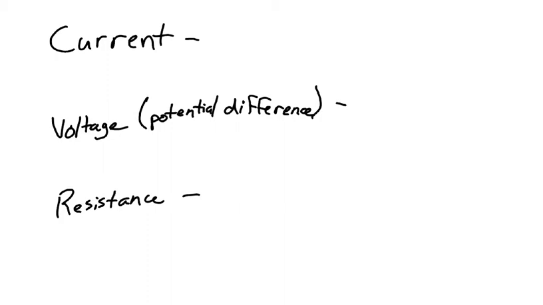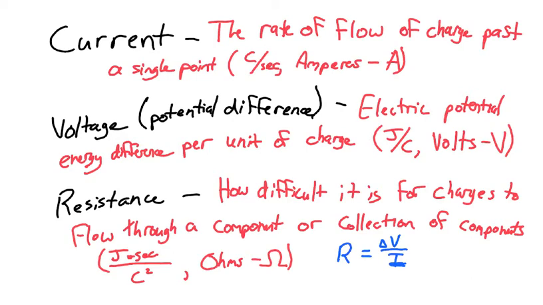But here it's not water, but charges. And so for an electric circuit, we'll define current as not the rate of flow of water, but the rate of flow of charge past a single point. Charge we measure in coulombs, so the rate of flow of charge would be coulombs per second, or the unit you might be more familiar with there is amperes, amps, or just a capital A.